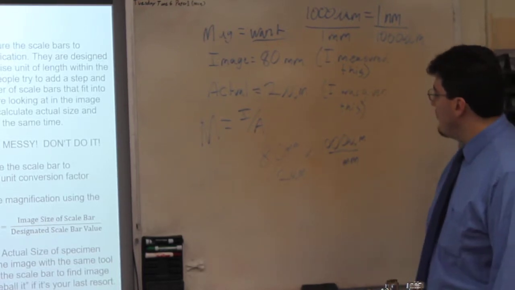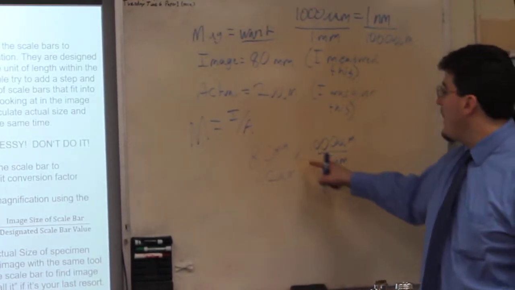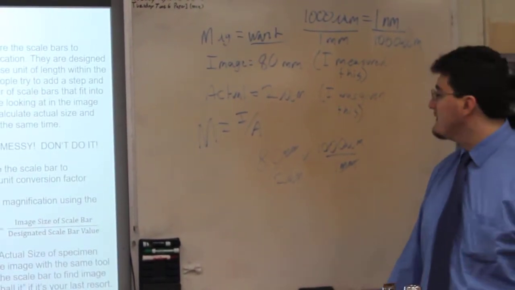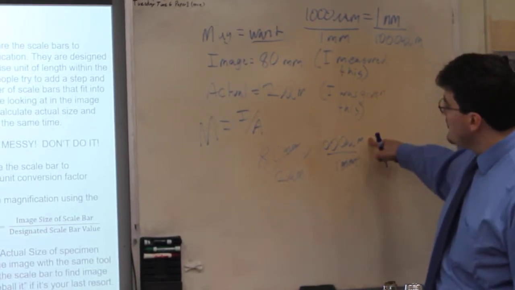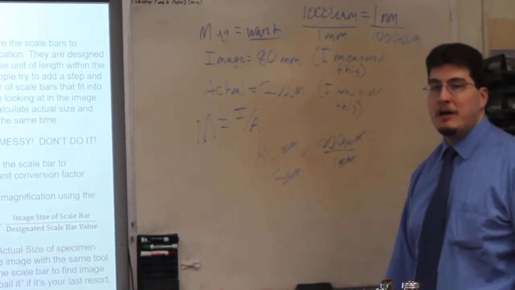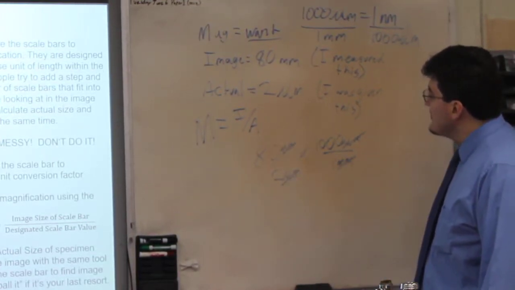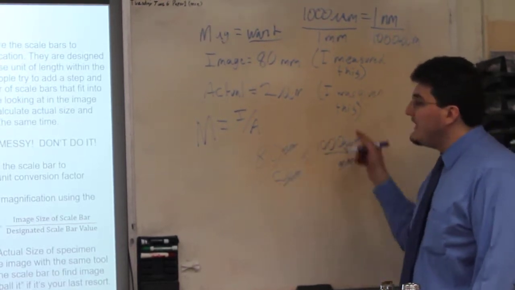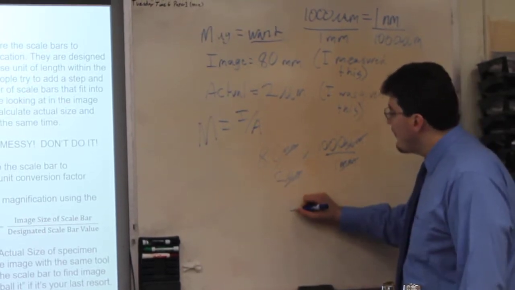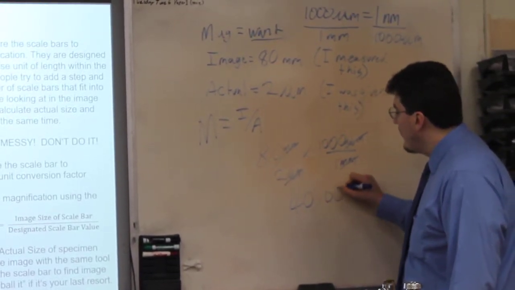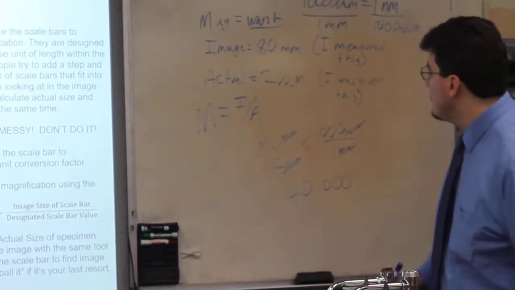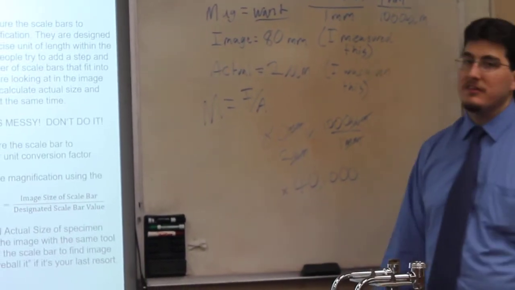If I do this, I have millimeters in the numerator and millimeters in the denominator. Millimeters divided by millimeters cancels out millimeters. I have micrometers in the numerator and micrometers in the denominator. Micrometers divided by micrometers cancels out micrometers. I have 80 times 1,000. That is 80,000. I have 80,000 divided by 2. That is 40,000. It is a unitless number. Magnification is a unitless number. Times 40,000.